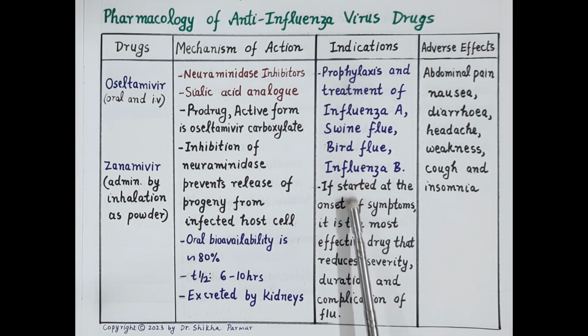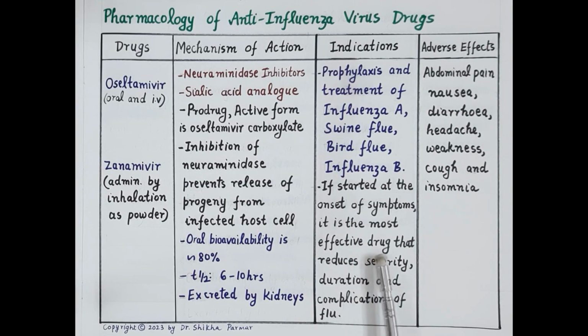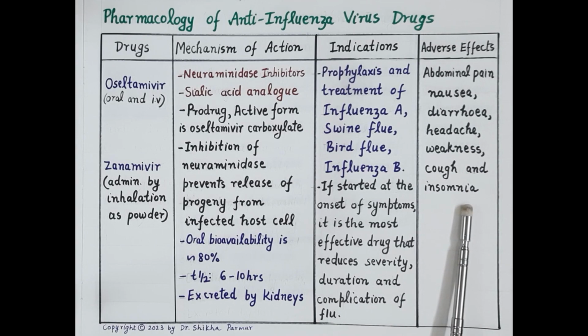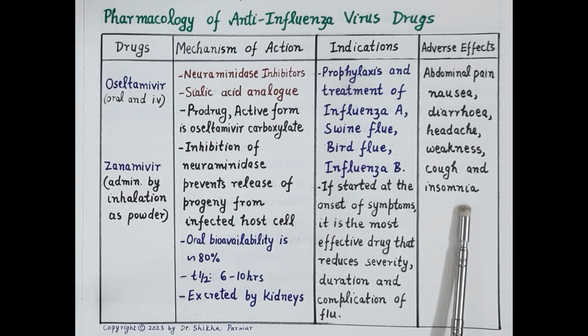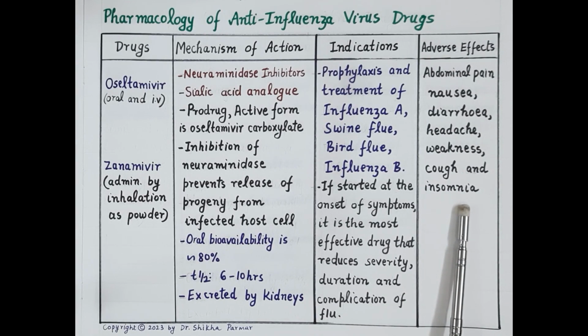Now, very important, if oseltamivir is started at the onset of symptoms, then it is the most effective drug that reduces severity, duration and complications of the flu. Now, adverse effects that can be produced by oseltamivir are abdominal pain, nausea, diarrhea, headache, weakness, cough and insomnia.